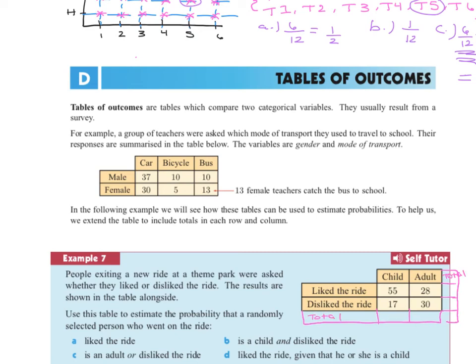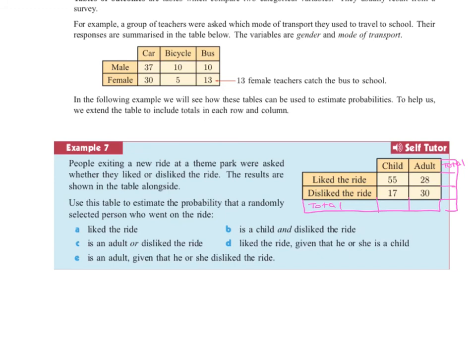So go ahead and find that cumulative total for children and adults, as well as those who liked the ride and those who disliked the ride. So remember, you can have children and adults both like the ride, or you could just be looking at probability with just the children, including those who liked and disliked the ride. So let's go ahead and fill out that total.